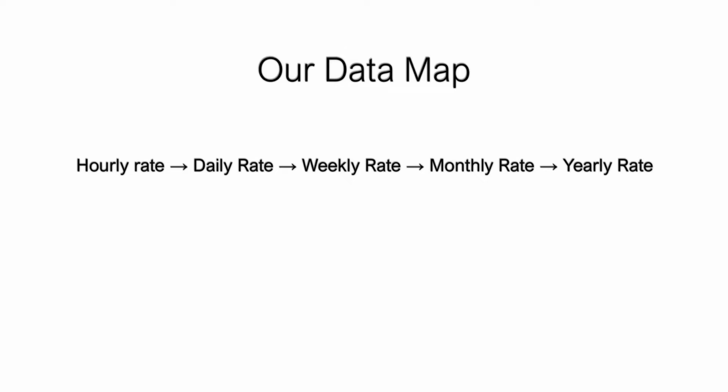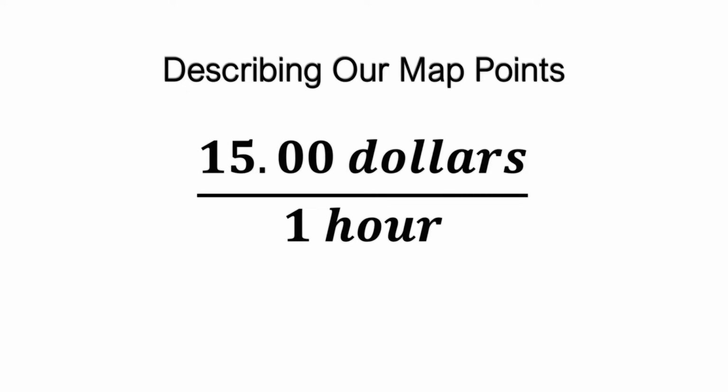Now that I have my map, I want to mathematically describe the relationship of each point on my map as it relates to the previous point. My starting point is hourly rate, $15 per hour. I'm going to write it mathematically as $15 over 1 hour. Notice what else I've done here. I've written out my units. 15 is described by the unit we call dollars.